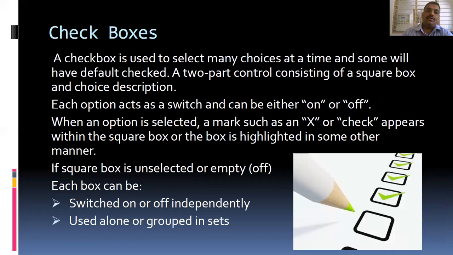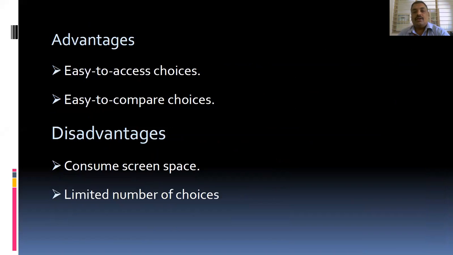Next, come to the advantages. What are the advantages? Easy to access choices, and easy to compare the choices. You need not deselect. Whereas in a checkbox, when you are selecting 16 GB RAM and you are looking only for 16 GB RAM, you have to deselect the other options. But here in the radio button, deselection is done automatically.